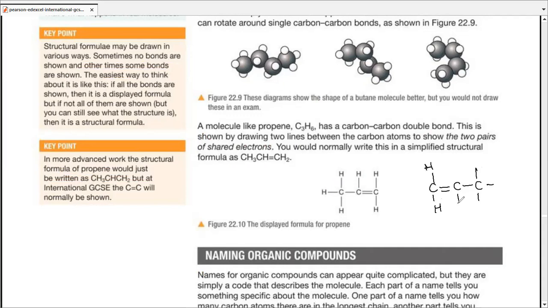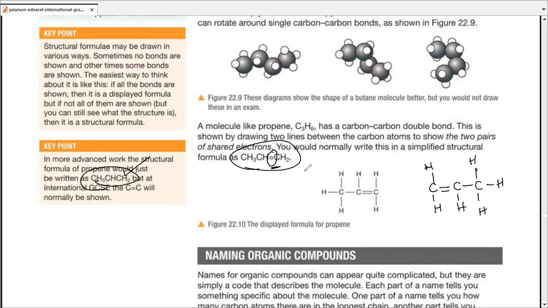Now, you'd notice that this structure and that structure are the same. Both of them are C3H6. It's just a difference of drawing. You may also write it like this or this. So it's entirely up to you. But usually when we write it like this, we try to show the double bond. You may write it like this, but it's better if you show the double bond.